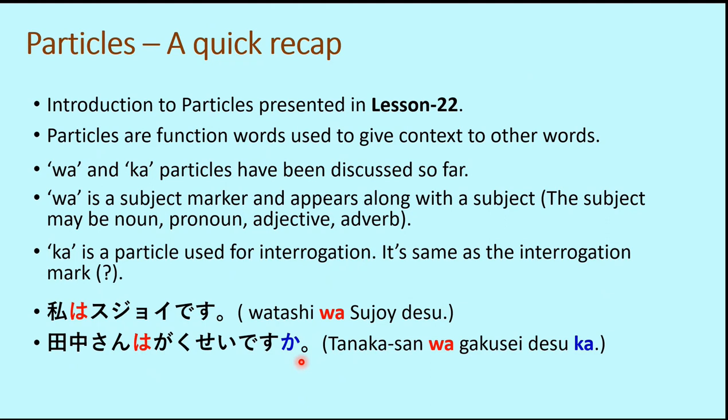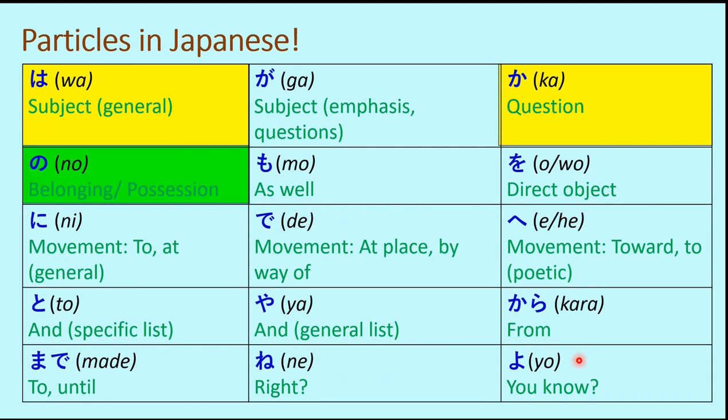Is Tanaka-san a student? Here you can see Tanaka-san is the subject. That's why it is followed by this wa particle. And for the question, we have another particle called ka. So this is a quick recap of particles and the two particles wa and ka that we have done so far in this course. And this is the overall view of the 15 particles. We have done wa and we have done ka. Today we will do the third particle, no.